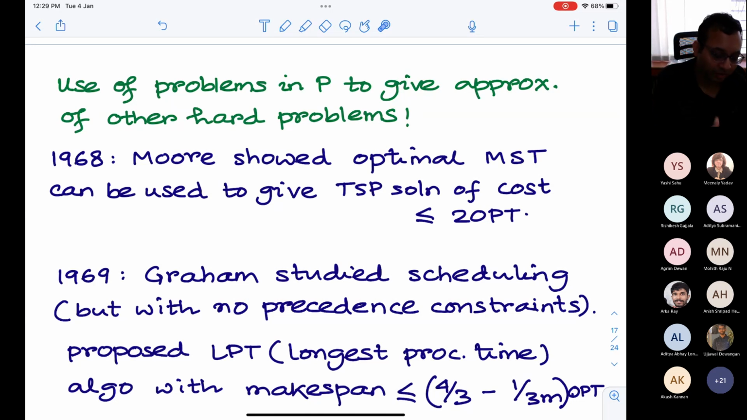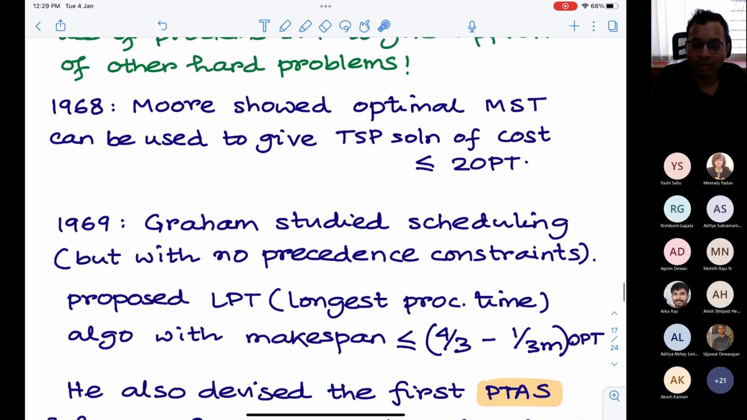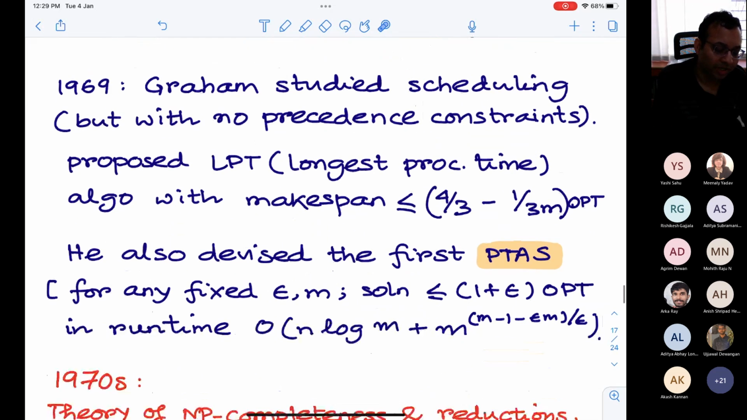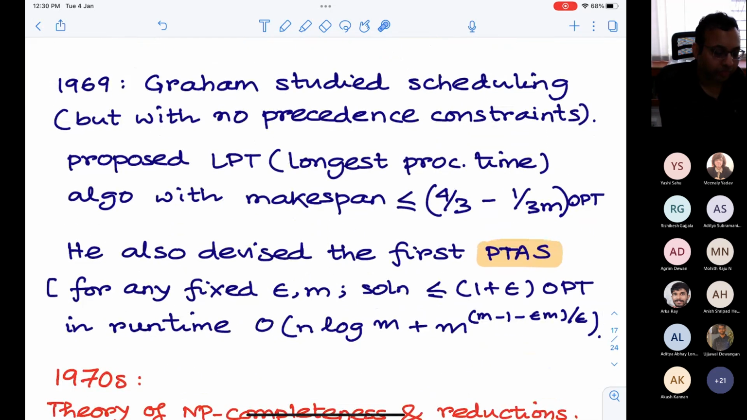Then Graham studied more. He studied the scheduling problem again, but now without any precedence constraint. So you can schedule jobs as you wish. There is no precedence order. And there he proposed an algorithm called longest processing time, and he showed it's a 4/3 approximation. Basically, given all the jobs, you sort them according to processing time, and the longest job you assign first, then the second longest job, and you continue.